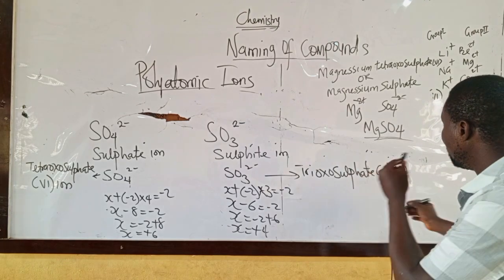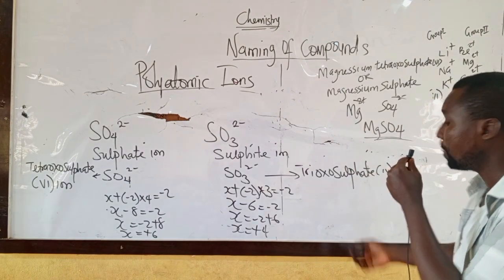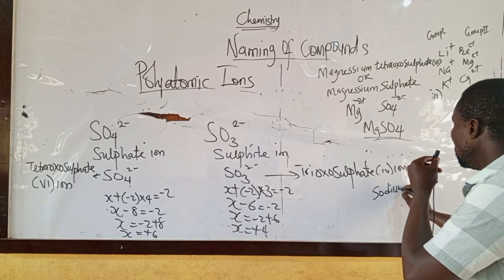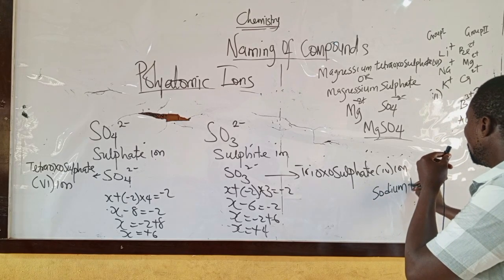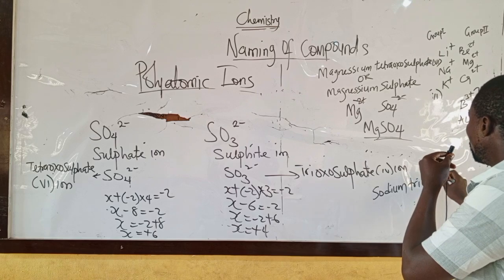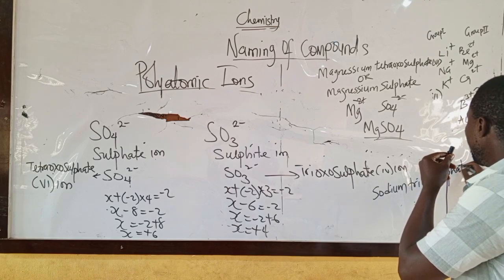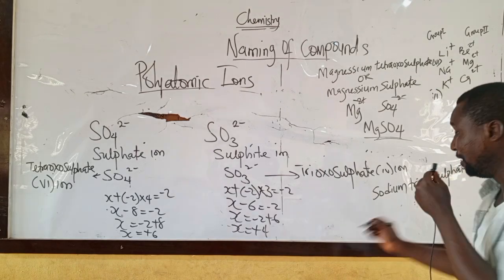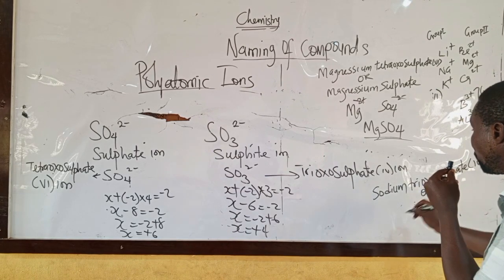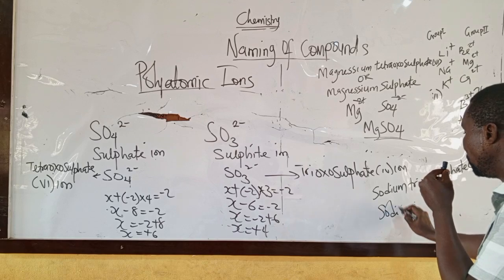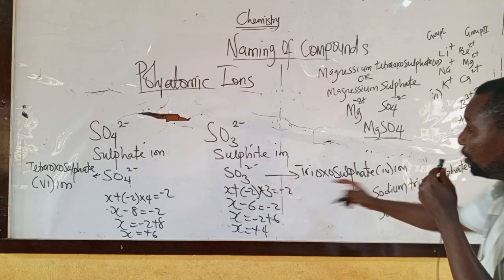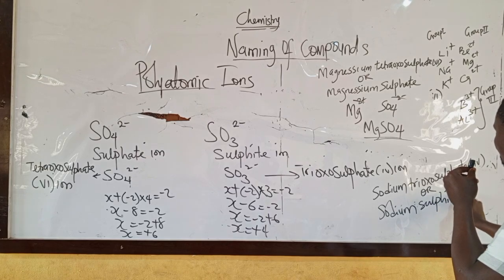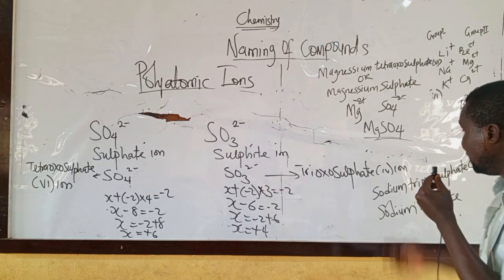If I ask you to write, let me ask you. Okay, let me see. Sodium trioxosulfate 4. Another name for it, if I don't want to call it sodium trioxosulfate 4, I can say it's what? Sodium trioxosulfate 4 is what? Sulfite. Sodium sulfite. How will I write this one?